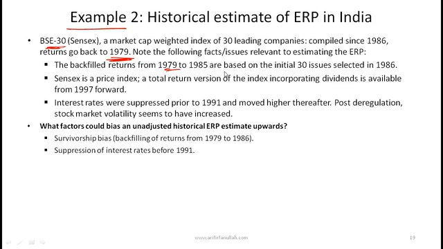So that means that stocks that were removed from the index in 1984, would they be in the index? No. So if you look at the returns between 79 to 85, would there be a survivorship bias? Yes. There would be a survivorship bias.